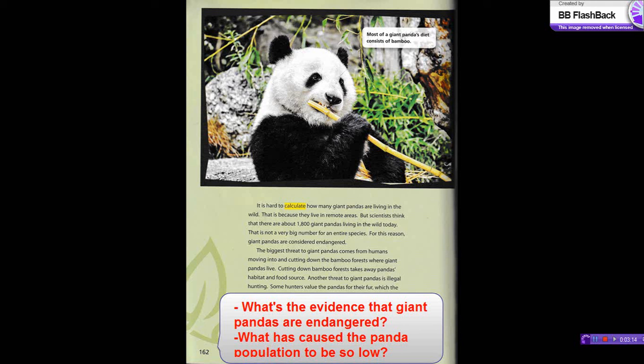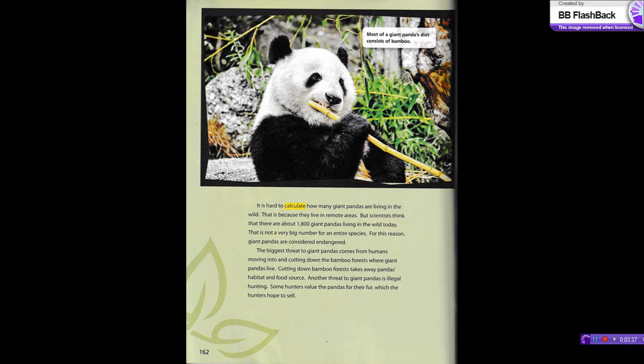We'll find this in the first paragraph because there are 1,800 giant pandas living in the wild today. It's not a very big number for an entire species. The second question. What has caused the giant pandas' population to be so low? The answer to this question is in the second paragraph.